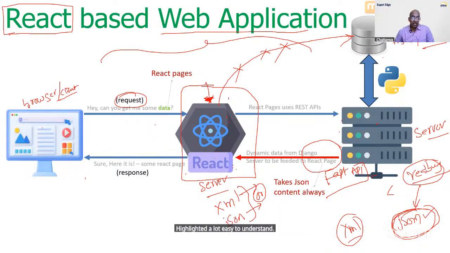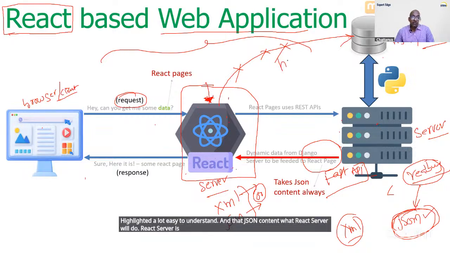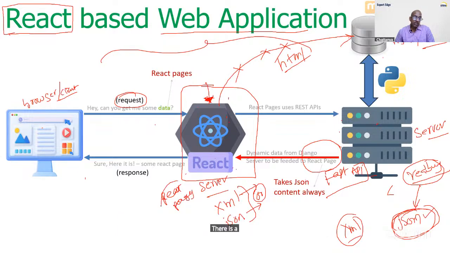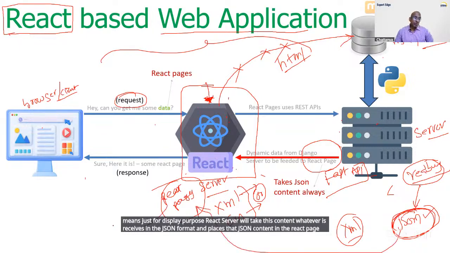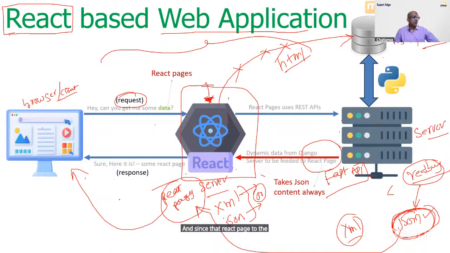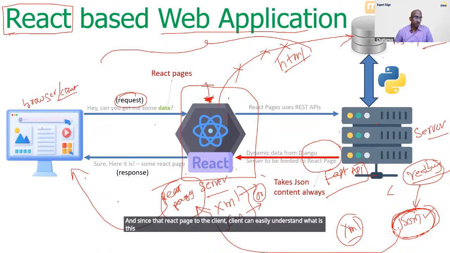And with that JSON content, what will the React server do? Just like we have HTML pages, we have React pages also. There are React pages which we need to develop. This is only for display purposes. The React server will take the content received in JSON format, place that JSON content in the React page, and send that React page to the client. The client can easily understand the content present in the React page. It's like a two-step architecture.